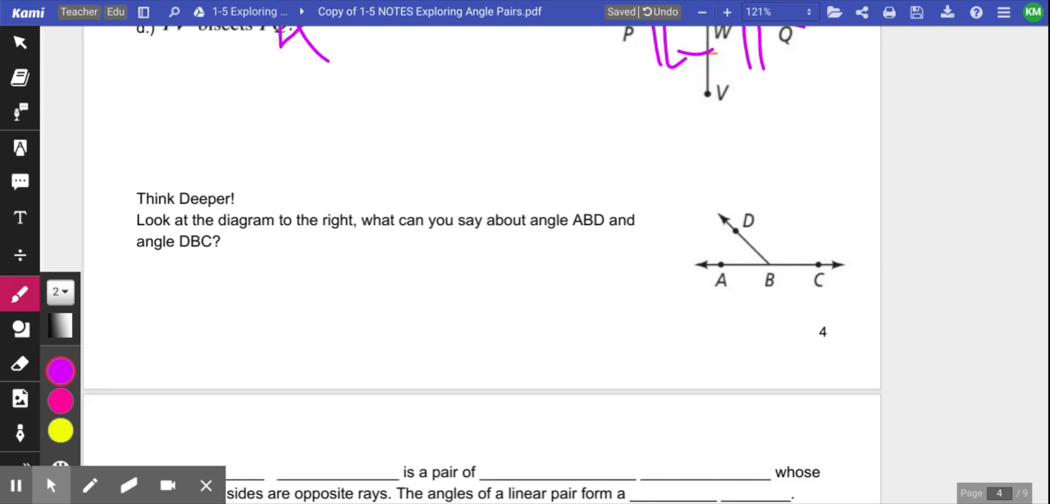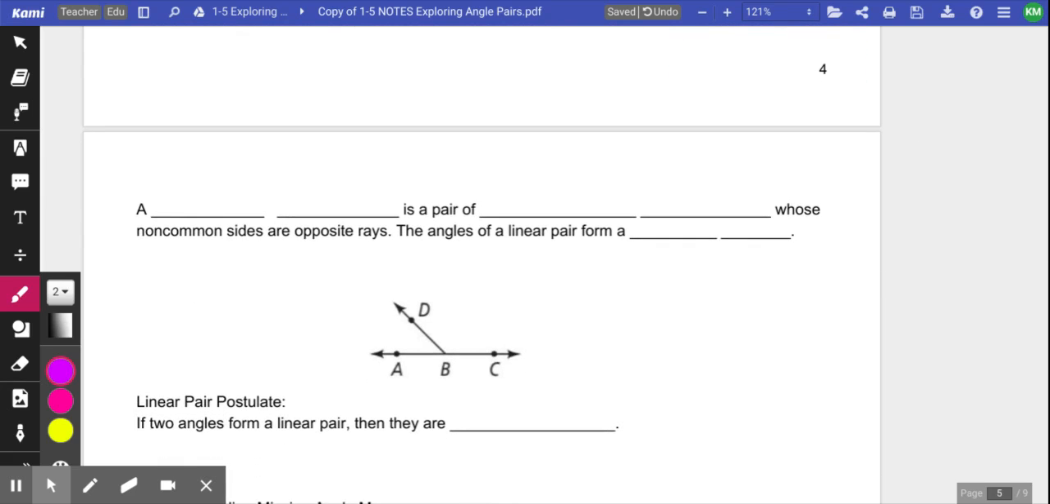It says, look at the diagram to the right. What can you say about angle ABD and angle DBC? One thing I noticed about these 2 angles is they're definitely adjacent, and they also form a straight line or a straight angle. So that gives me a new piece of information. When I have 2 angles that form a straight line and are adjacent, they're called a linear pair.